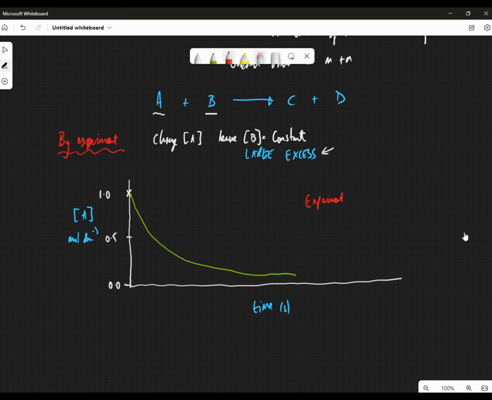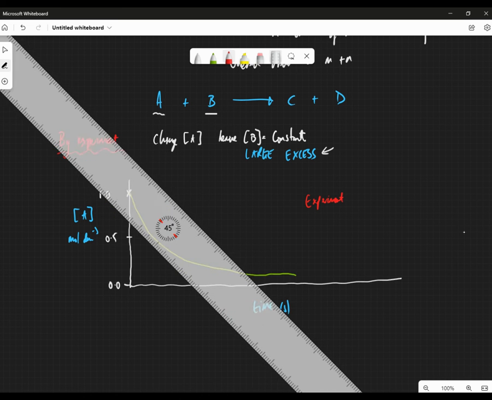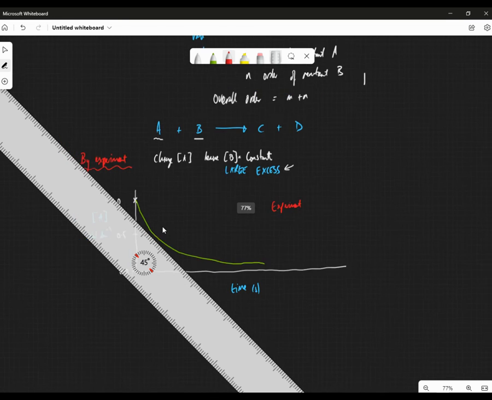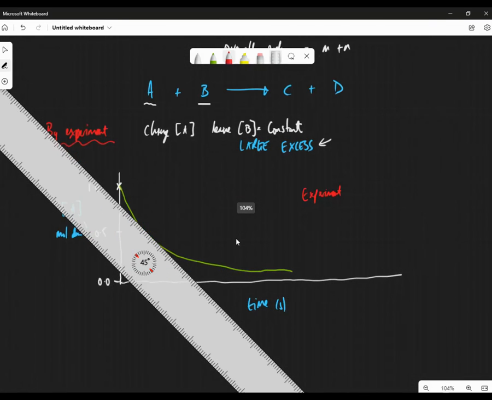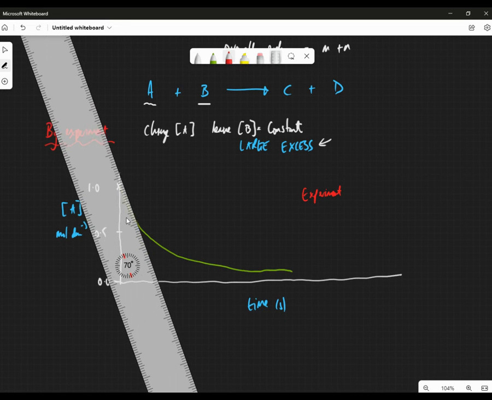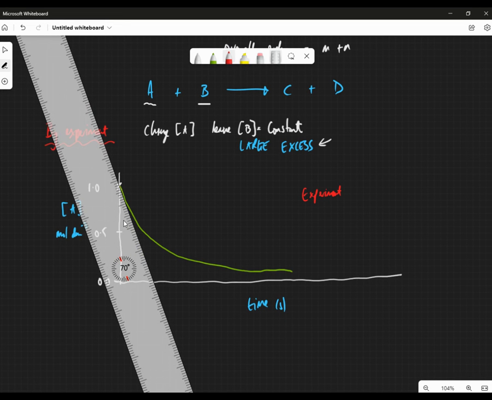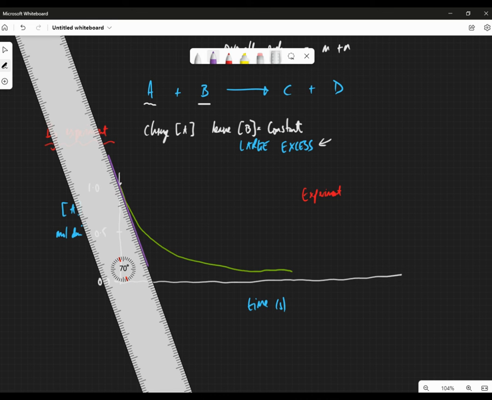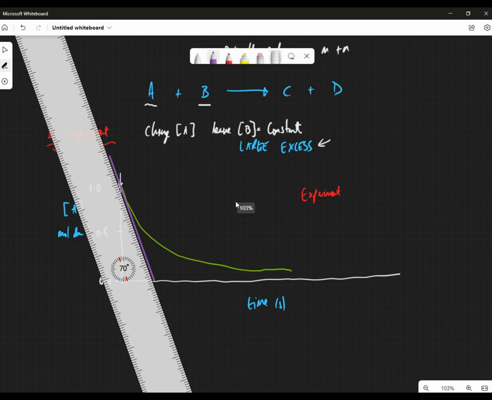Now what we can do is take some readings on this. We can take the gradients and find the rate at that time. So let's find the rate right at the start there. Let me use a different color. I'm going to use purple. I'm going to draw a gradient right there, right at the start. That's one gradient.